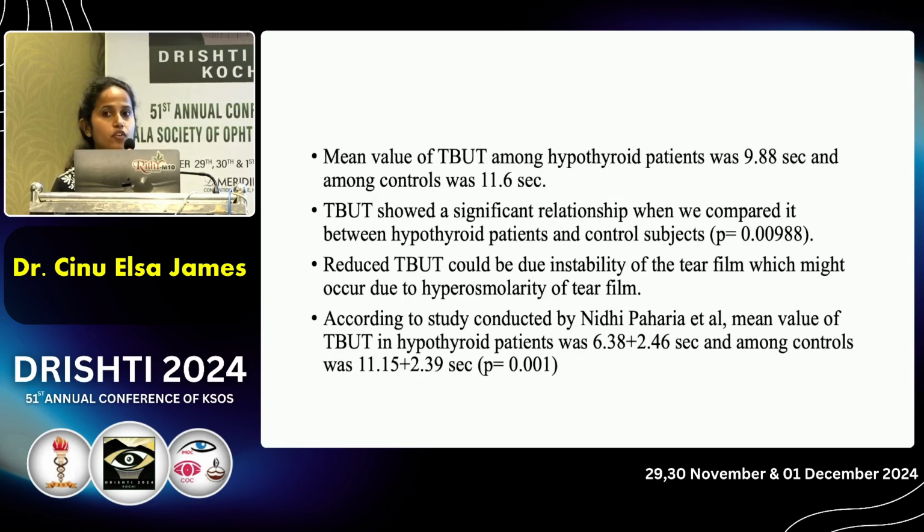So the mean value of T-BUT was 9.88 seconds in patients and among the control it was 11.6 seconds, and T-BUT showed a significant relationship when we compared it between the hypothyroid patients and control subjects. So reduced T-BUT could be due to instability of the tear film, which might occur due to hyperosmolarity of the tear film. According to the study done by Nidhi Paharia, the mean T-BUT was 6.38 plus or minus 2.46 seconds and among the control it was 11.15 plus or minus 2.39.